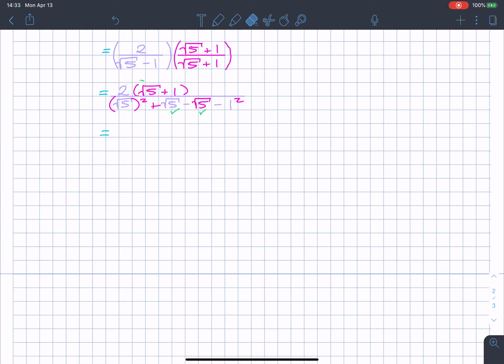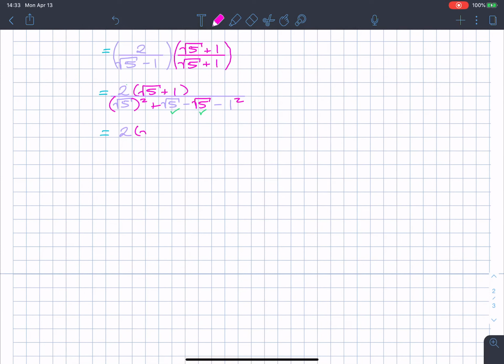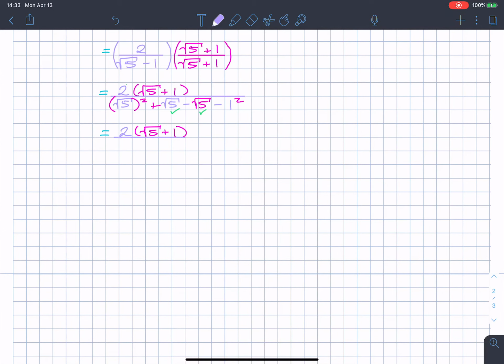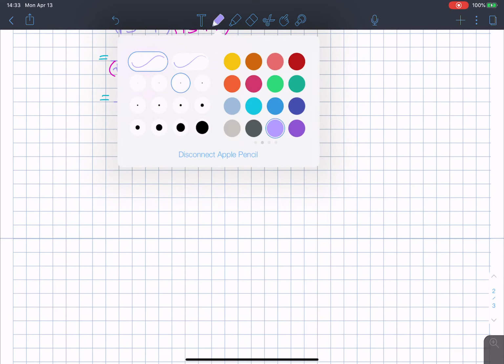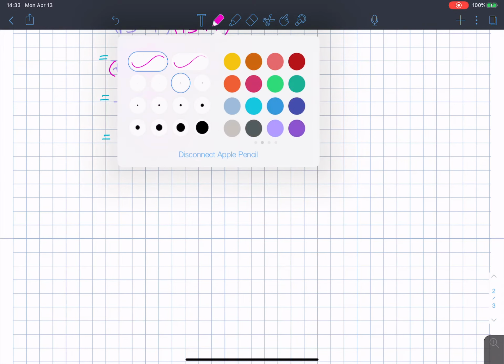I see something interesting. So I'm just going to keep this right now as 2 times the square root of 5 plus 1. But now what happens in the denominator, and it doesn't matter if you distributed because you would have undone it, we're going to get 5 minus 1. And 5 minus 1 is 4. And 2 over 4 can reduce. So this will be 2 times the square root of 5 plus 1 all over 4.